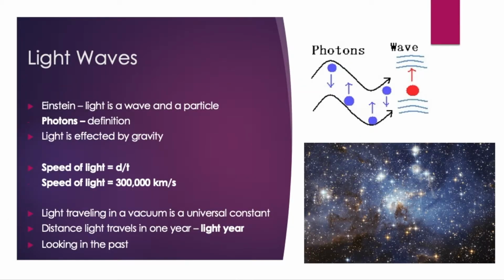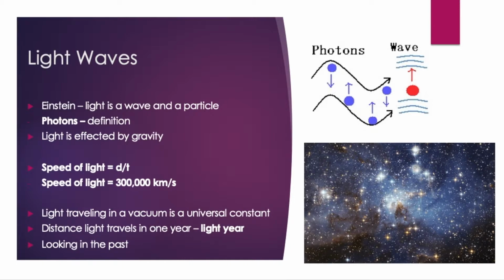Light waves. In 1905, Einstein published a theory explaining the photoelectric effect. According to this theory, light consists of particles called photons. Photons are massless bundles of concentrated electromagnetic energy. Scientists now agree that light has a dual nature, part particle and part wave.